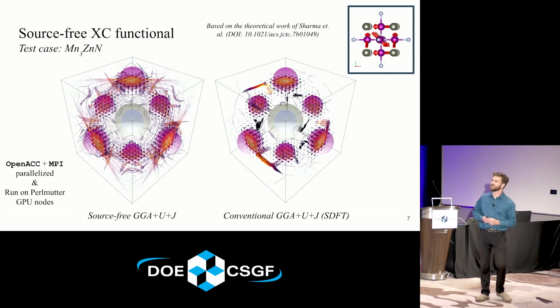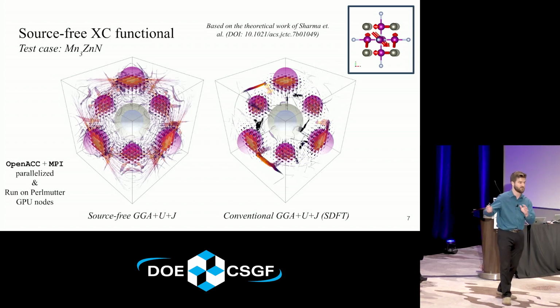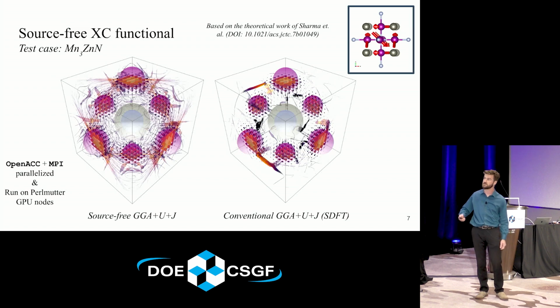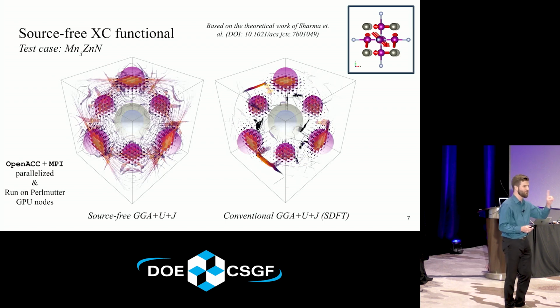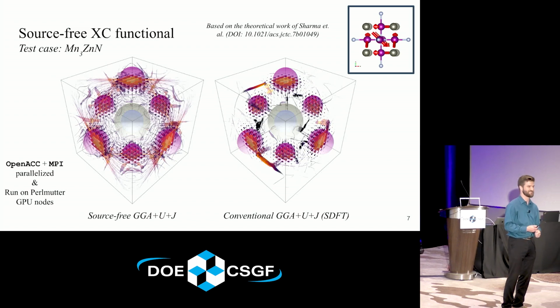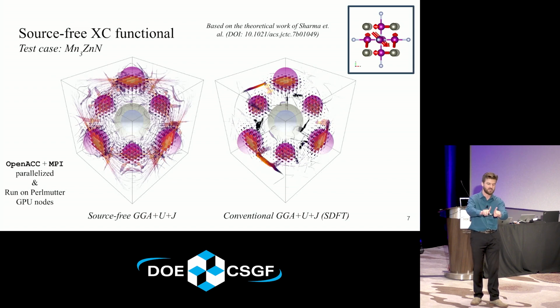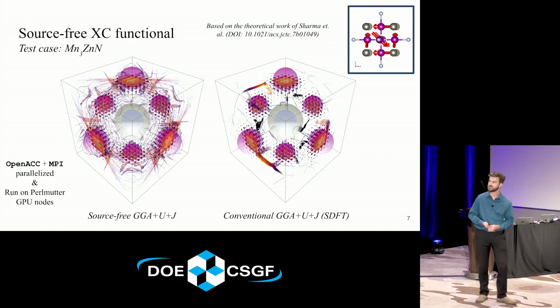In VASP source code, fully OpenACC and MPI parallelized, using three-dimensional fast Fourier transforms, so generalizable to other plane wave basis DFT codes, we actually compute this source-free functional. If you've ever accidentally broken a magnet, you notice you never have one north or one south, right? I've done this many times, sometimes on accident, sometimes intentionally, but you always have smaller magnets. And this is a fundamental property of magnetism from magnetostatics.